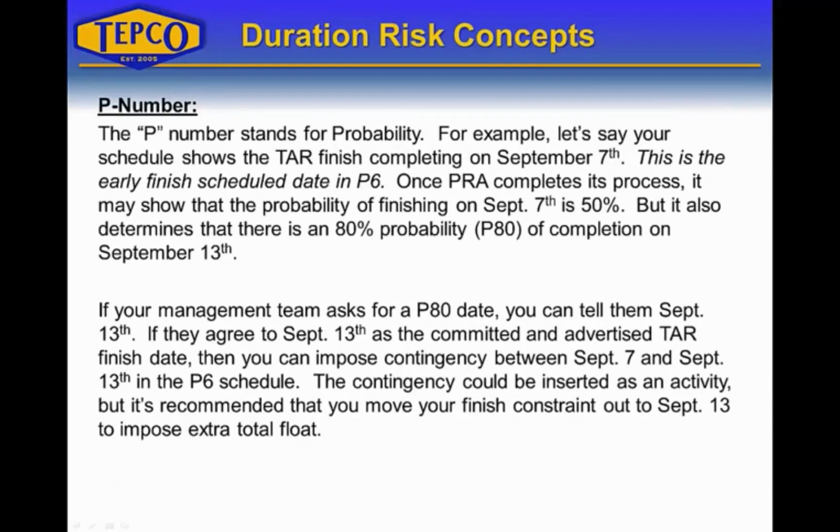So as mentioned, the P number stands for probability. For example, let's say your schedule shows a turnaround finish completing on September 7th.